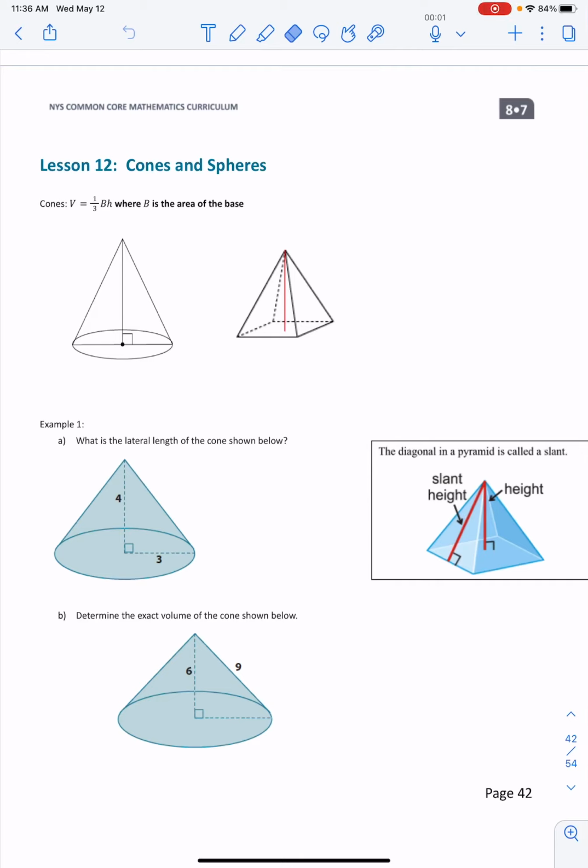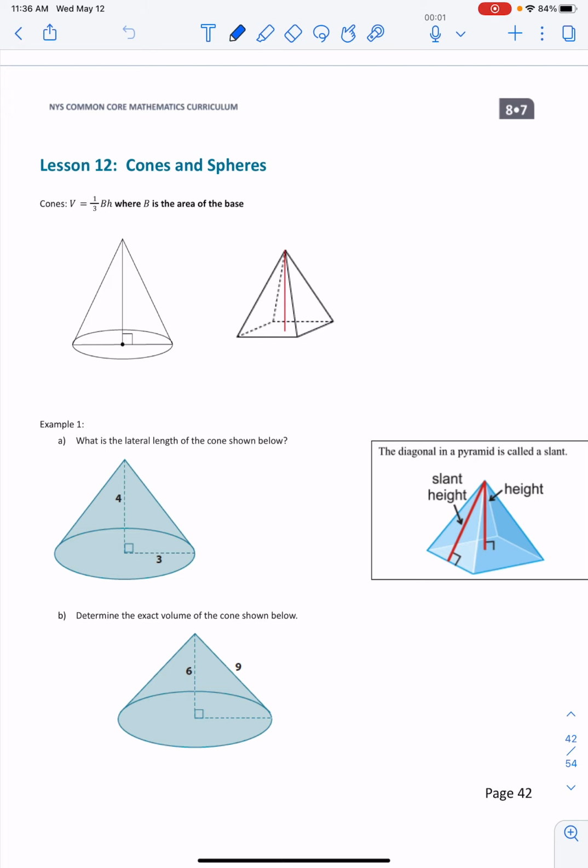This is lesson 12, cones and spheres. So the first thing that we're going to look at here is the volume of cones and pyramids, where, if you remember, our volume equals 1/3 capital BH, where the B is the area of the base.